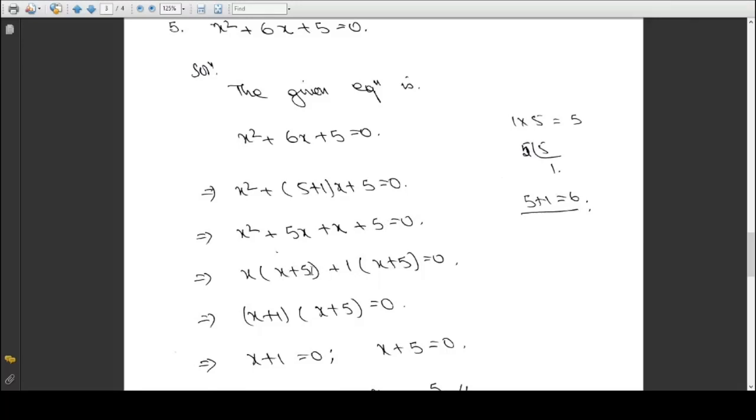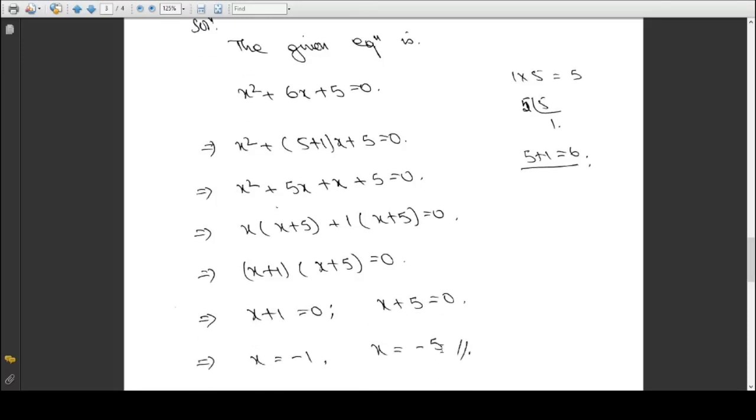Then if you look here, this thing within the bracket is also the same. x plus 5 is x plus 5. This means your calculation is correct. Then you have (x plus 1)(x plus 5) equals 0, which gives us x plus 1 equals 0, or x plus 5 equals 0, so x equals minus 1 from the right side, and x equals here, same thing, minus 5.